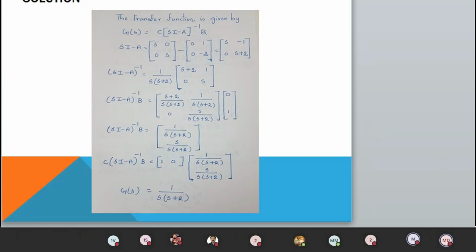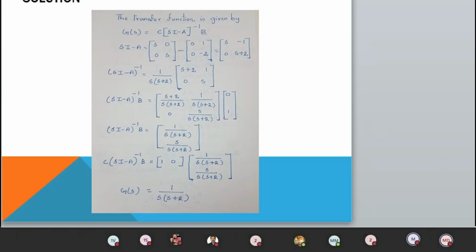The first entry is (s+2) divided by s into (s+2), times 0, so it vanishes. The next entry is 1 by s into (s+2). Next, 0 plus s by s into (s+2). So this 2 cross 1 is then multiplied by C, which is 1 0, a 1 cross 2 matrix. It is further simplified as 1 by s into (s+2). So what is the final choice? 1 by s into (s+2).